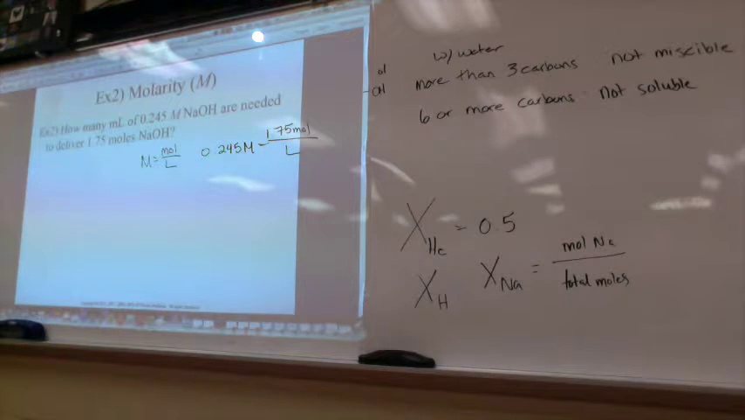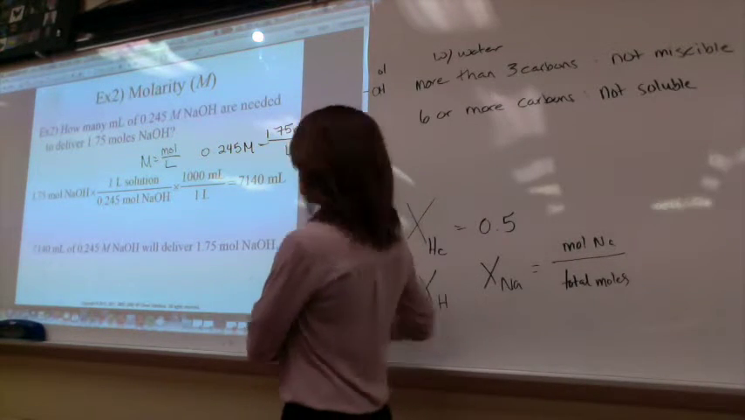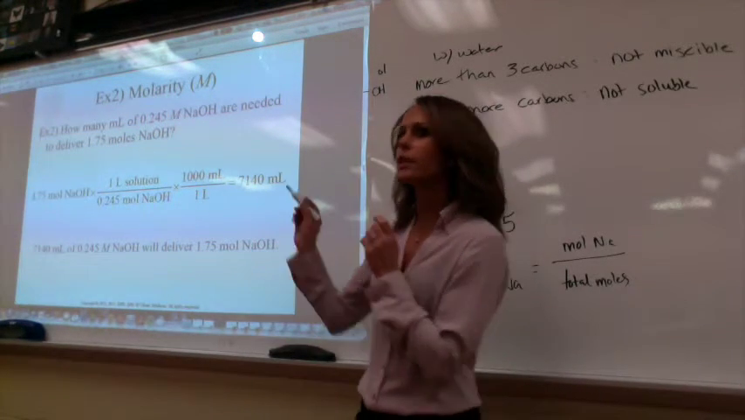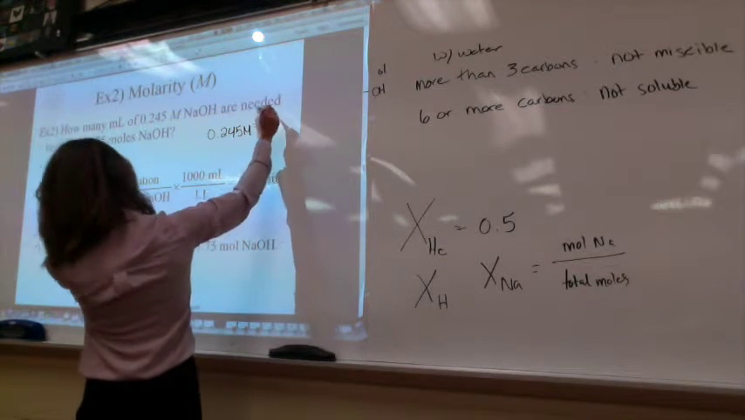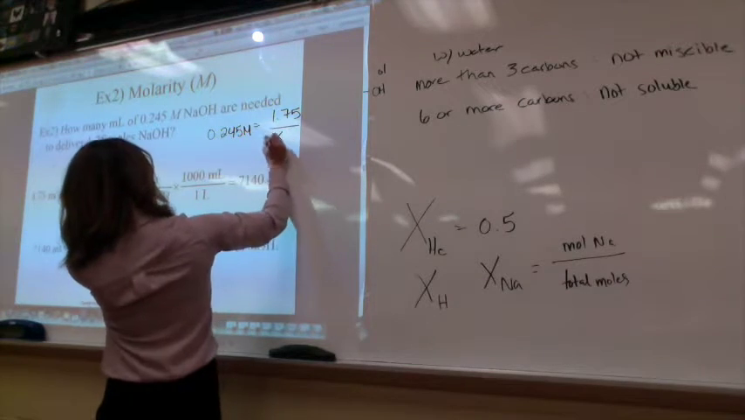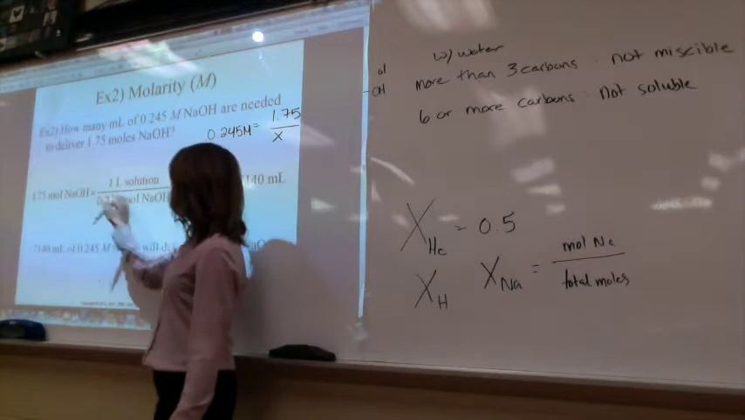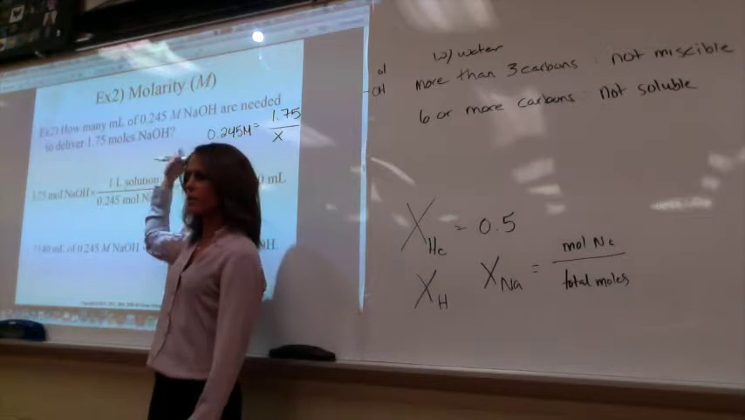So the question asks for milliliters, so what do you need to make sure you do at the end? Multiply by 1,000. So 7,140 milliliters. Good? When you look at these slides, they're going to look different because I don't do it that way. I would just set it up like this, like I just had it, and write 1.75 over x and solve, and then multiply that by 1,000. The slides use dimensional analysis, and this is using it as your molarity. I just wouldn't use dimensional analysis. I would just use the simple equation.